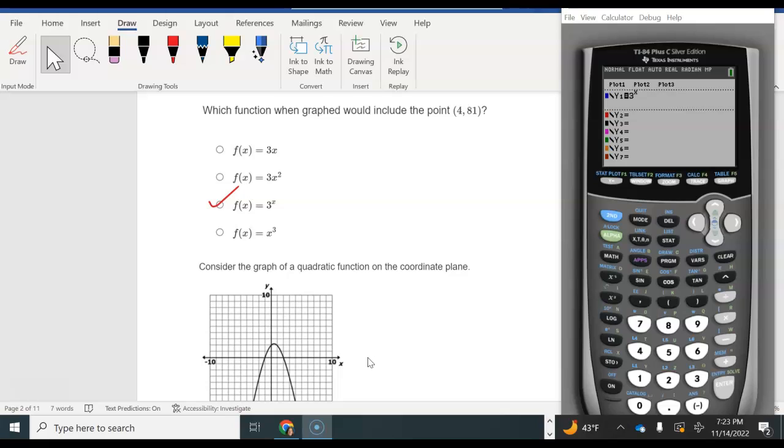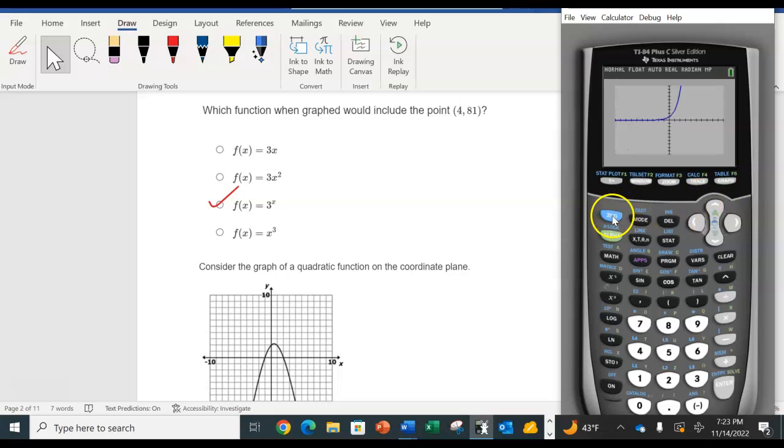All right, the next one says which function when graphed would include the point (4, 81). You can graph each one of these individually. I'm only going to graph this one because I know this one's the correct answer. So 3 raised to the x power. When I hit graph, this generates a table of values. If you go to second graph, which is your table, you can see (4, 81) is a point on this graph. If you check these others, when you have x at 4, it will not be 81. So that's an easy way to check very quickly: graph it, look at your table of values, see if the point is there.